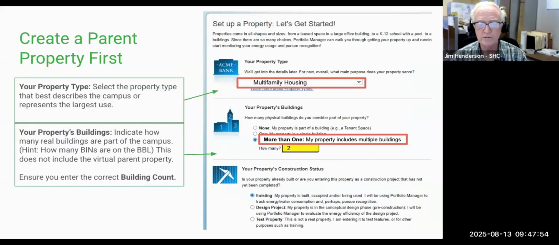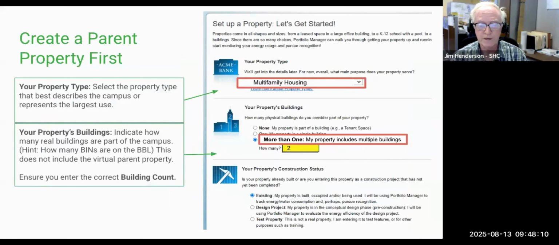Very important. So select the property type that best describes the campus as a whole, or the property type that represents the largest use on your campus. You may have multiple uses. The one that has the largest use, that's the one to go with.